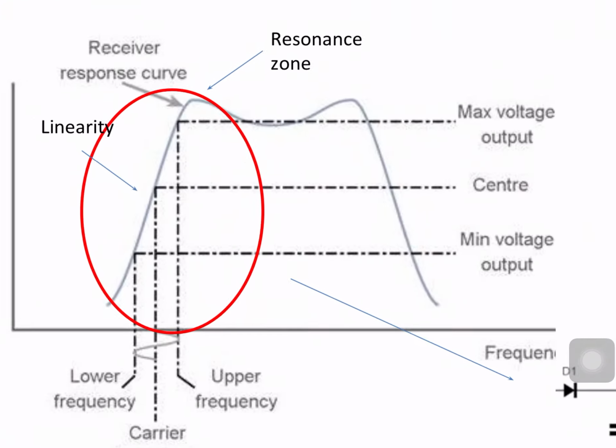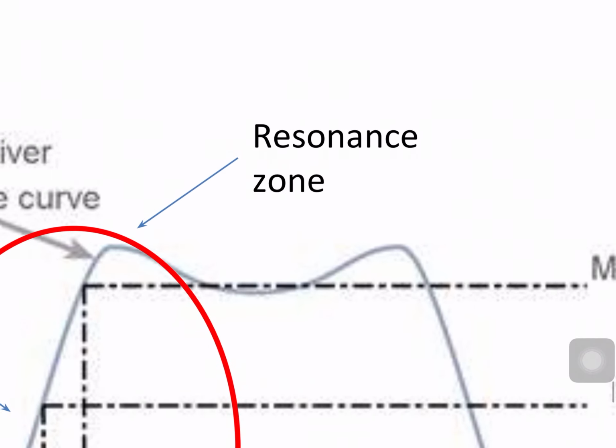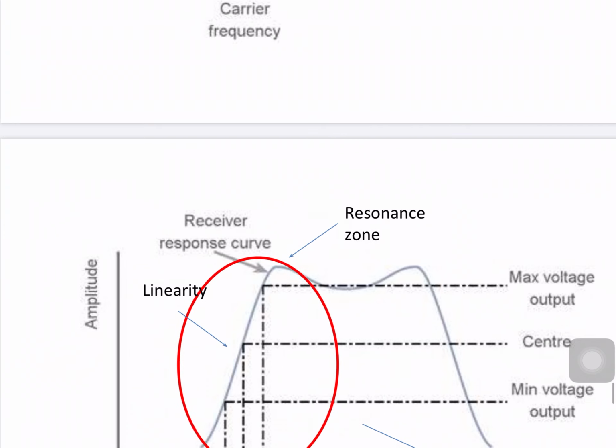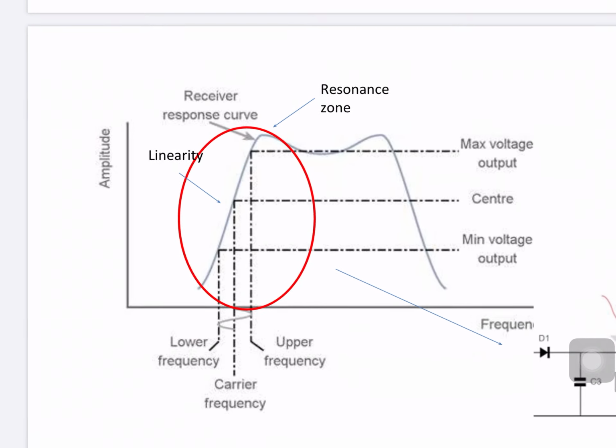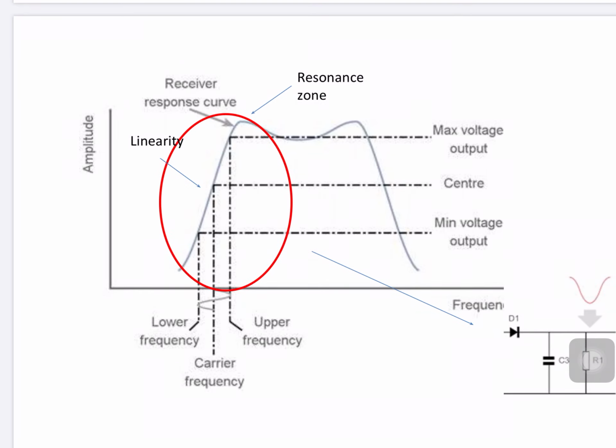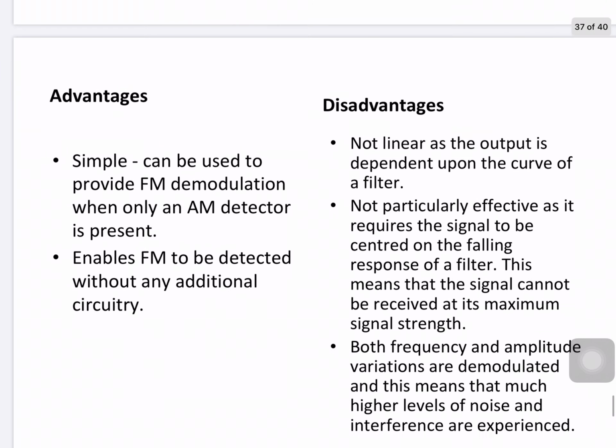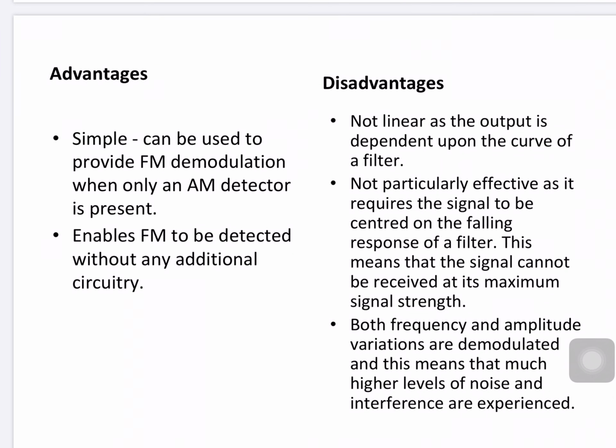See here, the resonance zone has started. So all the data before this resonance zone, which is called linearity, is the only part used to detect the frequency modulated signal. Now, what are the advantages and disadvantages of this slope detection technique?